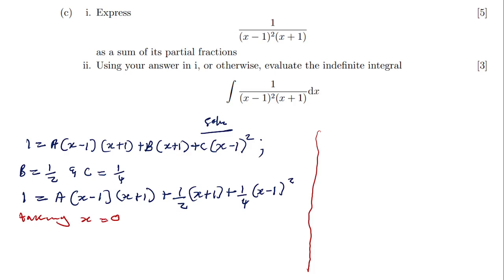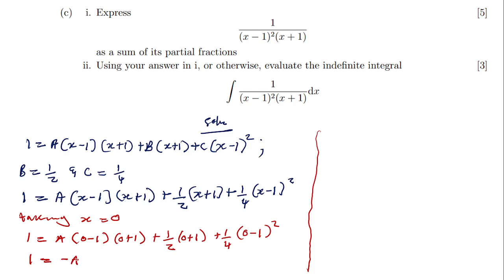So this will give me a(0 minus 1)(0 plus 1), and then plus half (0 plus 1), and then plus 1 over 4 (0 minus 1) squared. So when I work out everything here, 1 will be equal to negative 1 times 1, so this will be negative a, and then this will simply be half, and that one will simply be equal to 1 over 4.